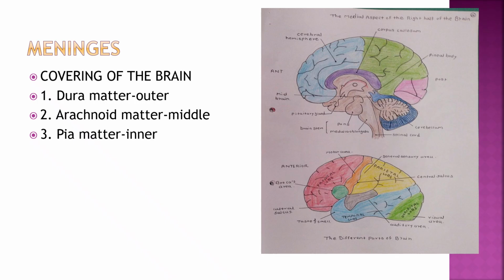Sub means below. So subarachnoid space between arachnoid matter and pia matter. So it mainly contains the cerebrospinal fluid. And the pia matter and arachnoid matter are also called as leptomeninges.